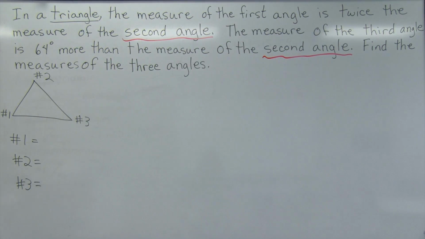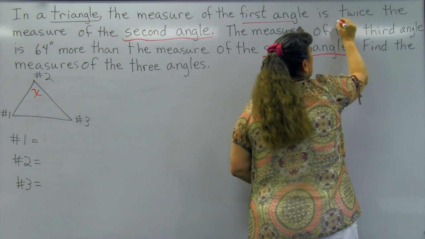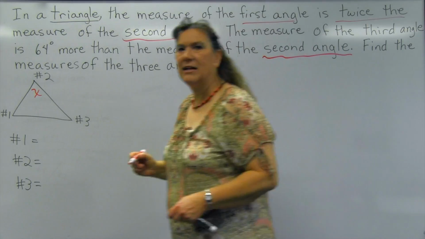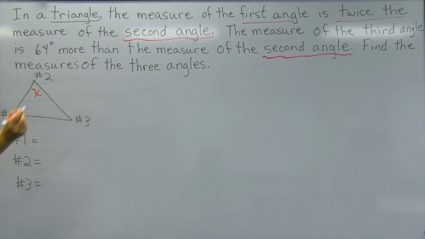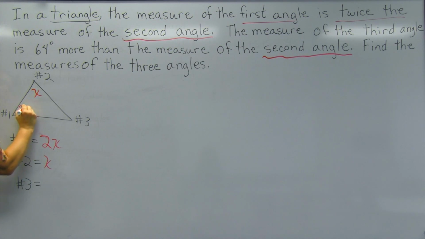So if we look over here, our second angle is here. What should we label the second angle? Yeah, you told me, you know what it is. It's that handy dandy X, okay? So there's our X on our second angle. So now let's look and see what it says about the first angle. It says the first angle is twice the measure of the second angle. So what does twice the measure of the second angle mean? Yeah, you got it. It means 2 times that one, so 2x. I'm going to put my x here and my 2x up here.